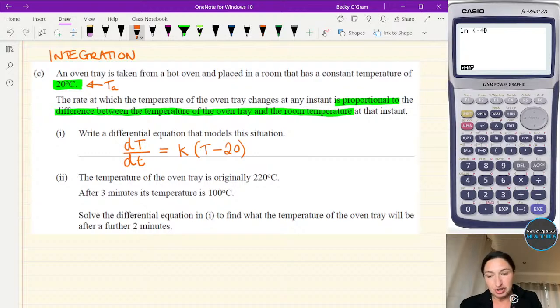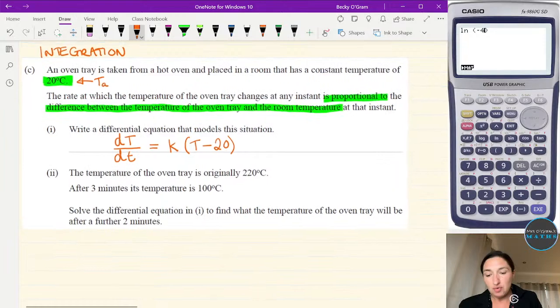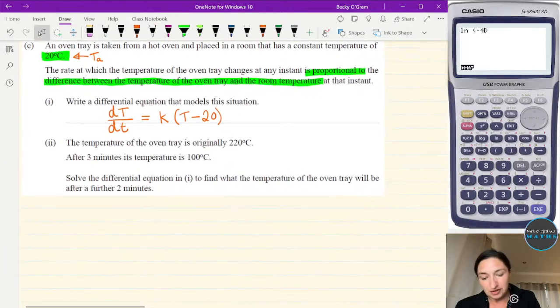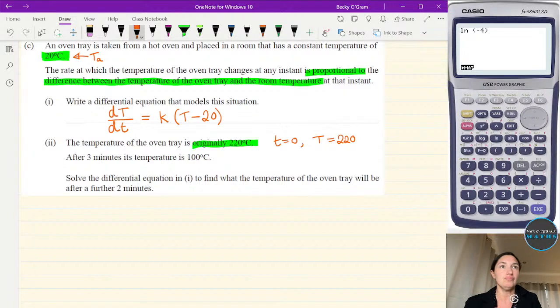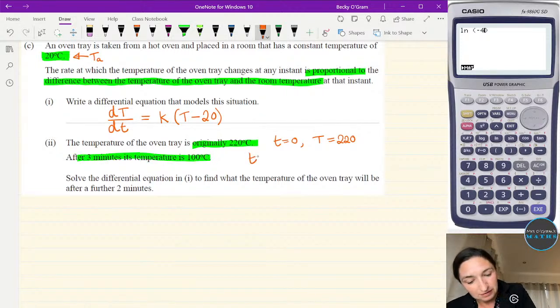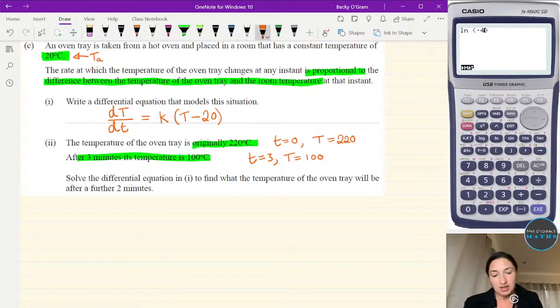Okay, we've set up our differential equation, and now we're going to move on and use it to work out some stuff. So we're told the temperature of the oven tray is originally 220 degrees. So when t equals 0, the temperature of our tray is 220. After 3 minutes, the temperature is 100 degrees. So when t is 3, capital T is 100.